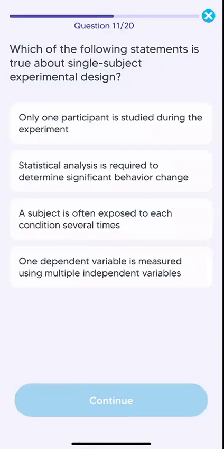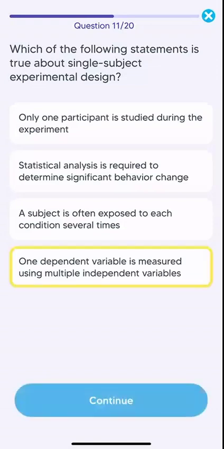Okay, which of the following statements is true about single subject experimental design? Only one person participates in the study during the experiment. Statistical analysis is required to determine significant behavior change. A subject is often exposed to each condition several times. One dependent variable is measured using multiple independent variables. I don't know which is the best answer. Even me too. Maybe the last one or the first one.